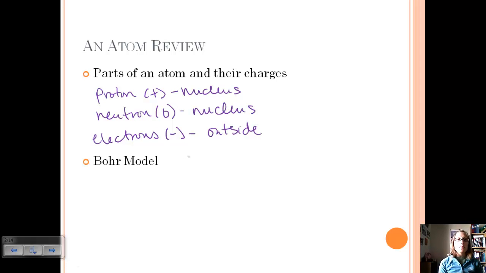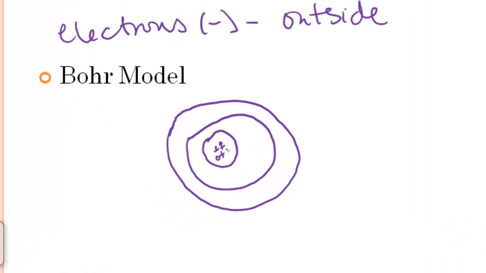Okay, so if we review some of the models that we've discussed, we have the Bohr model, which says that electrons occupy specific orbits. Okay, and my circles are not quite perfect. So we have our protons and our neutrons in the center, and then it says that we have these electrons that are orbiting around. And we know that we can have 2 electrons in the first orbit and up to 8 in the sequential orbits.